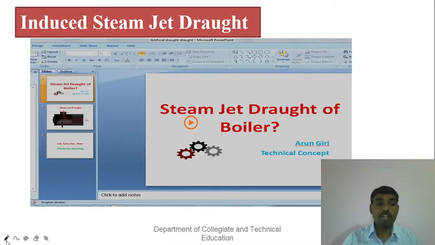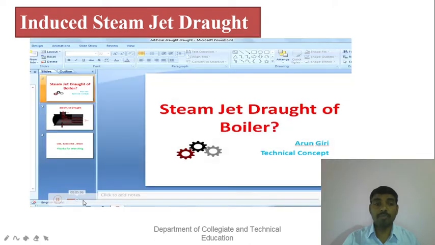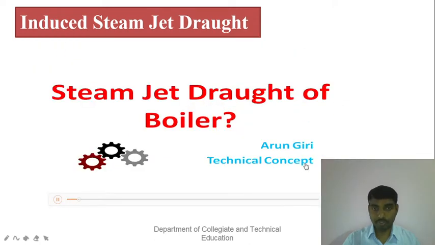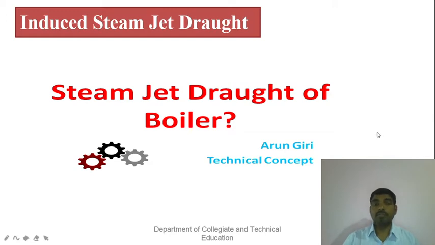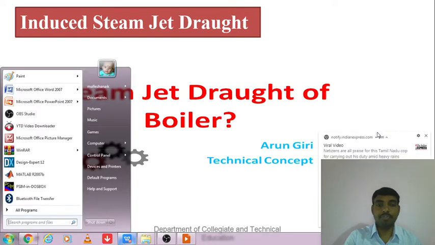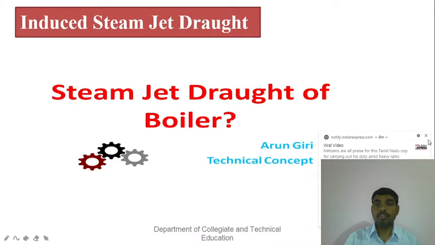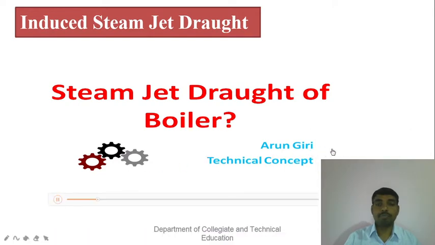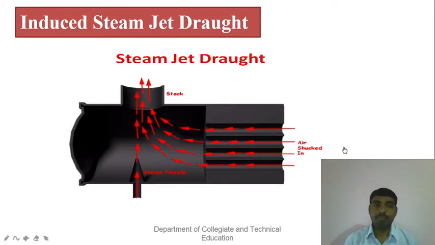Students, let's have a look at this video. You will get a brief idea of how the steam jet draught works. I am Arun Giri. Our topic today is the steam jet draught boiler. In the previous video we saw natural draught and artificial draught. In artificial draught we saw forced draught, induced draught and balanced draught. Now we will see the steam jet draught boiler, and how the system works.